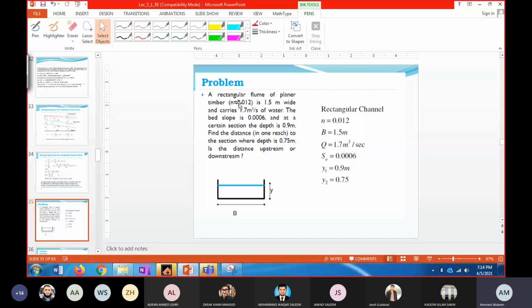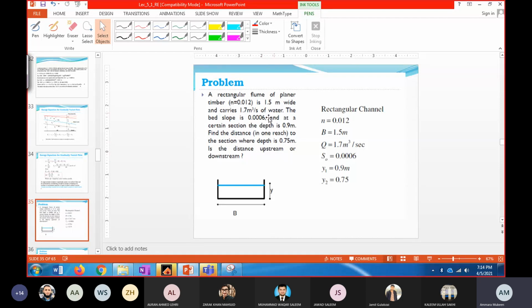A rectangular flume of plain timber is 1.5 meter wide and carries discharge of water. The bed slope is given, and at a certain section, the depth is 0.9 meter. Find the distance to the section where depth is 0.75 meter. Is the distance upstream or downstream?